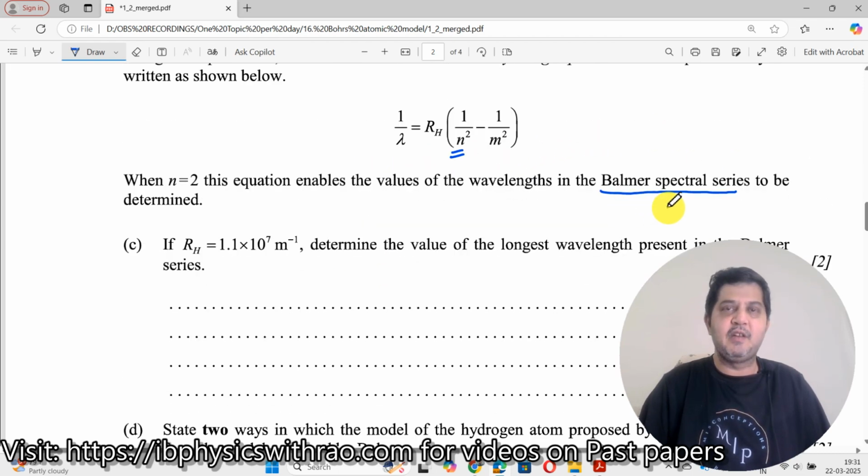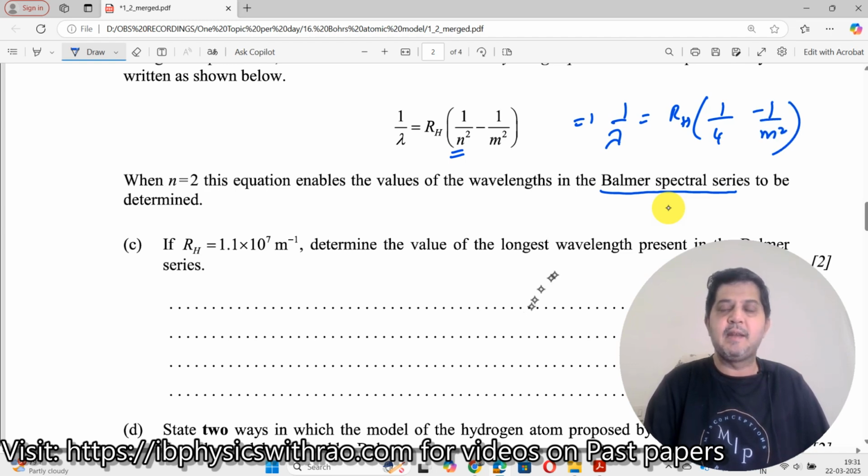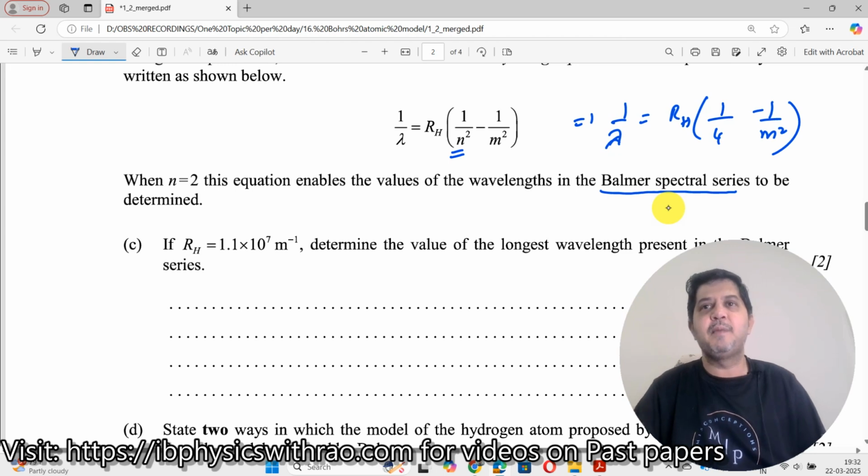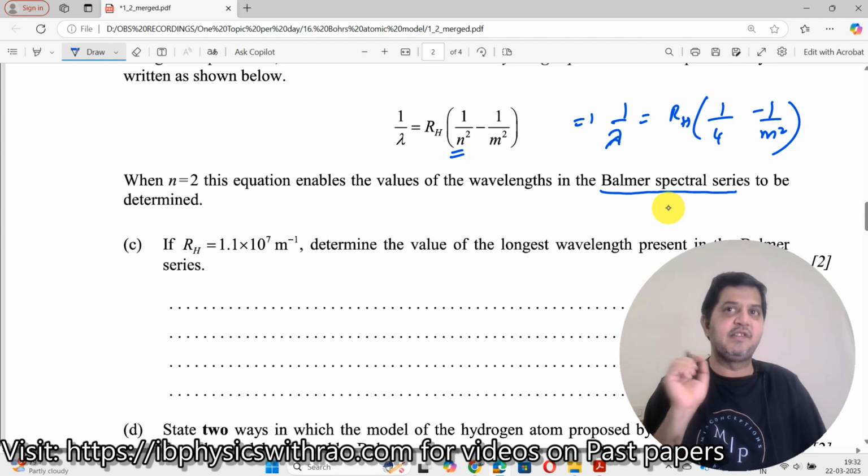Now since he has given n equal to 2, let me write down, which means that 1 by lambda can be written as RH into 1 by 2 squared, which is 1 by 4, minus 1 by m squared. Now you observe RH is known, m is not known. So what is the value of m? How do I assume the value of m? What can be the values of m? That's the first question we need to ask.